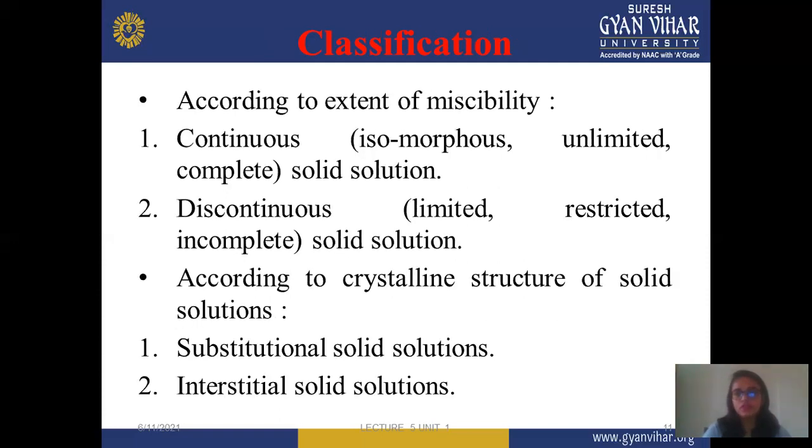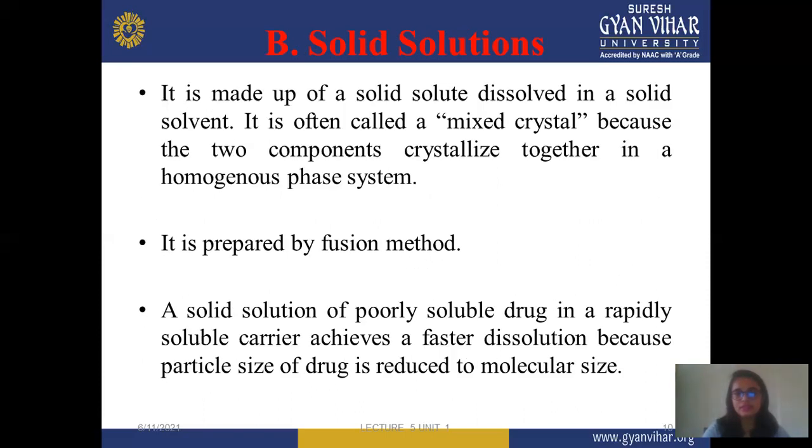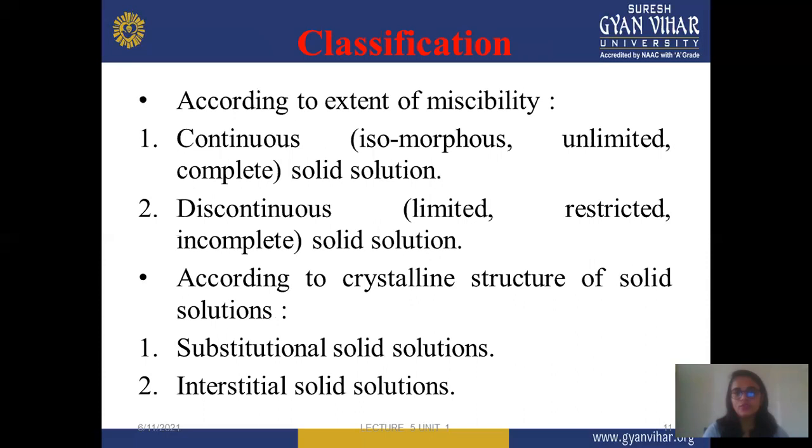Next, classification according to miscibility. In this, first is the continuous phase and second is the discontinuous phase. In the continuous phase, it is isomorphous, unlimited, complete solid solution. And in the discontinuous, just opposite to the continuous phase, it is a limited, restricted and incomplete solid solution. According to the crystalline structure of the solid solution, there are two types: substitutional solid solution and interstitial solid solution.